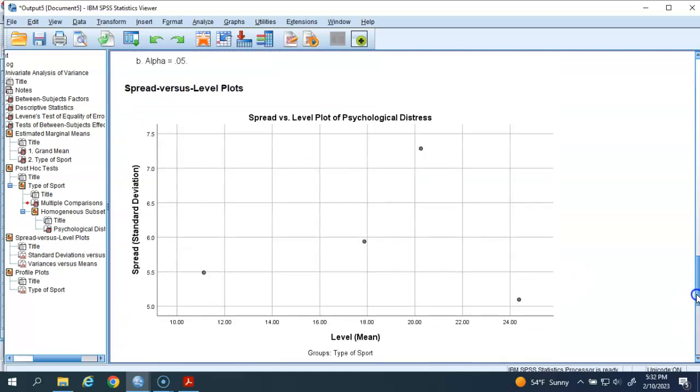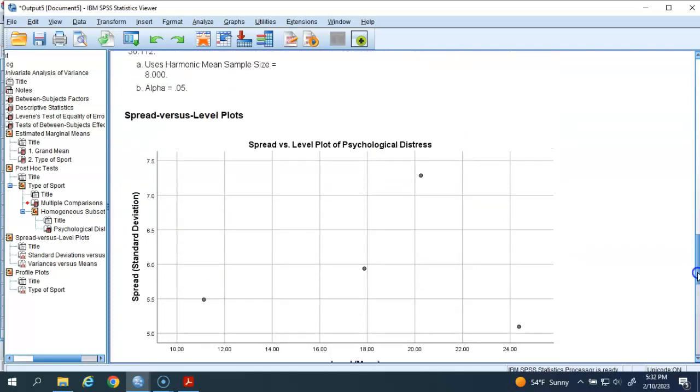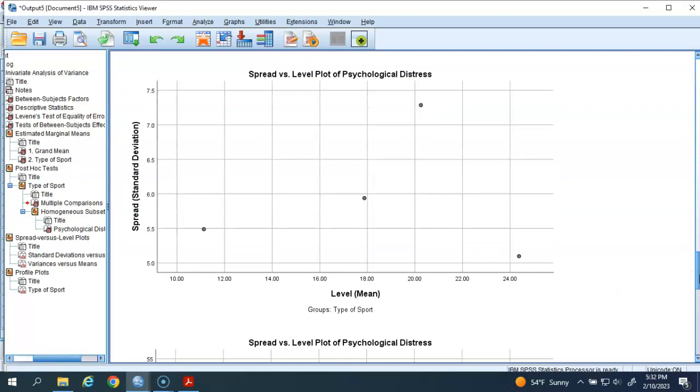And then, of course, we have our spread versus level plots. These are going to help give us some sort of visualization when we think about the assumption. I tend to use these more when Levene's test is violated. It gives us an idea of, if there was a violation, what it might be, whether or not we should do something to the data. So if the assumption were not met for Levene's test, we might have to do something like take the square root of our data or do some sort of modification that way. But for now, we're going to leave that alone since our Levene's test was okay.